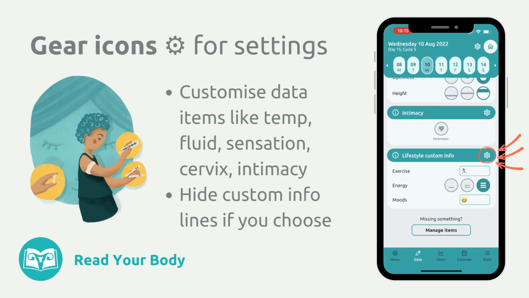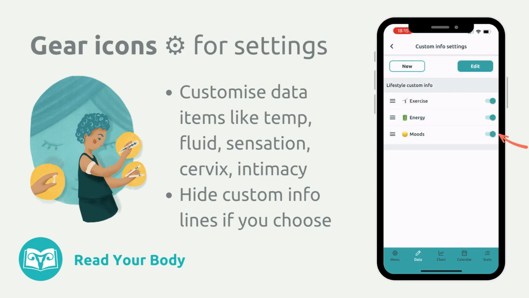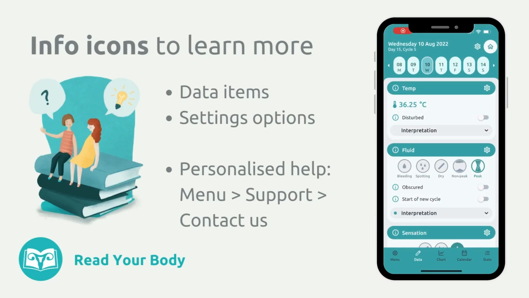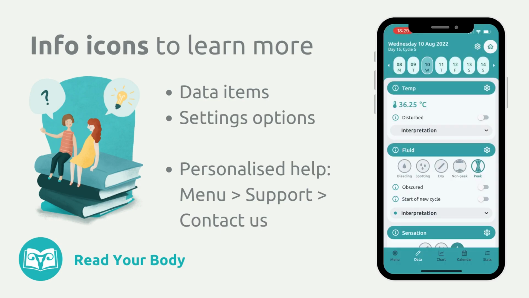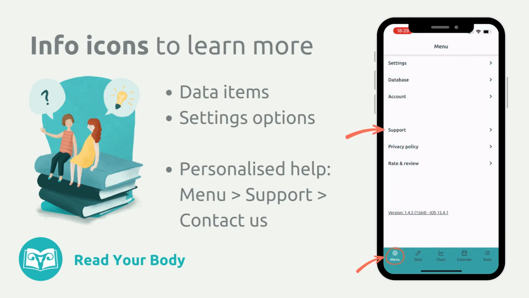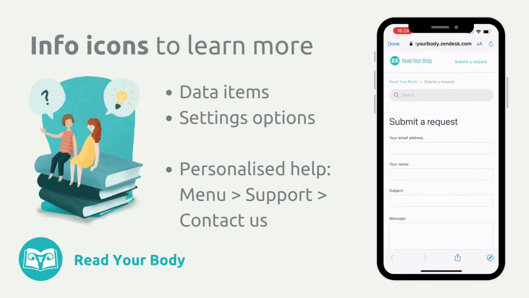Within custom info, you can now choose to hide lines from your data screen that you're no longer actively tracking. These will still display on your old charts though if you choose. When it comes to orientating yourself to the app's many features, you'll see we now have info icons throughout the data and settings screens. Tap any info icon to learn more about the corresponding data item or settings option. And if you get stuck, we're always here to help. Simply go to Menu, Support, Contact Us to send us a message.